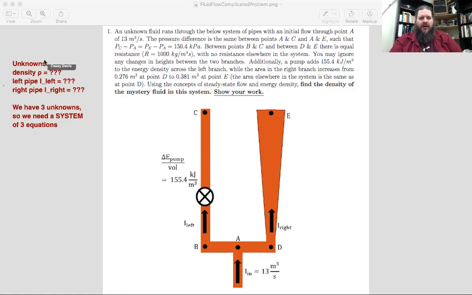We've established the unknowns. We've got variables naming each of those unknowns: density, left current, right current. The next step, I think, would be to write out as many equations as we can describing how these are related to each other. So do you know of any facts about how these 3 variables are related to each other?